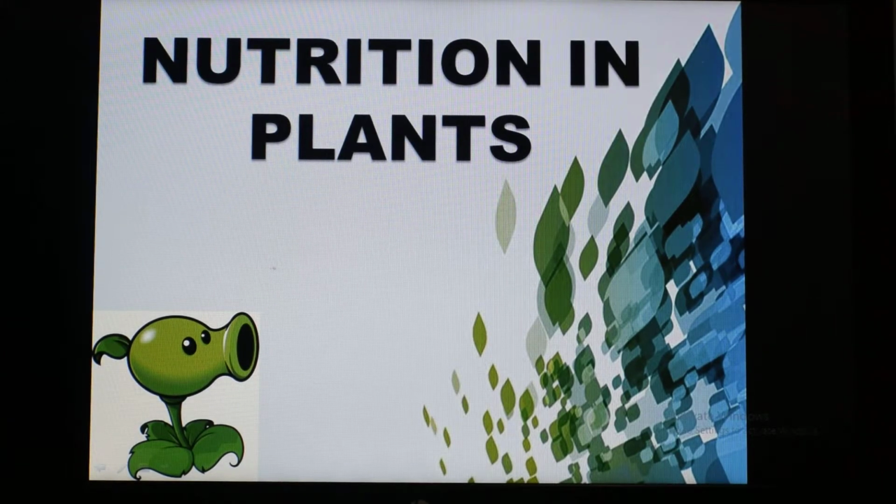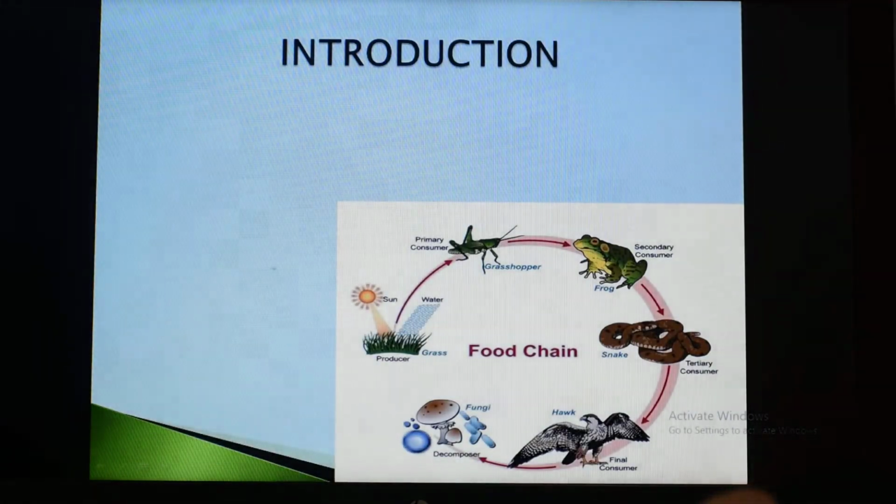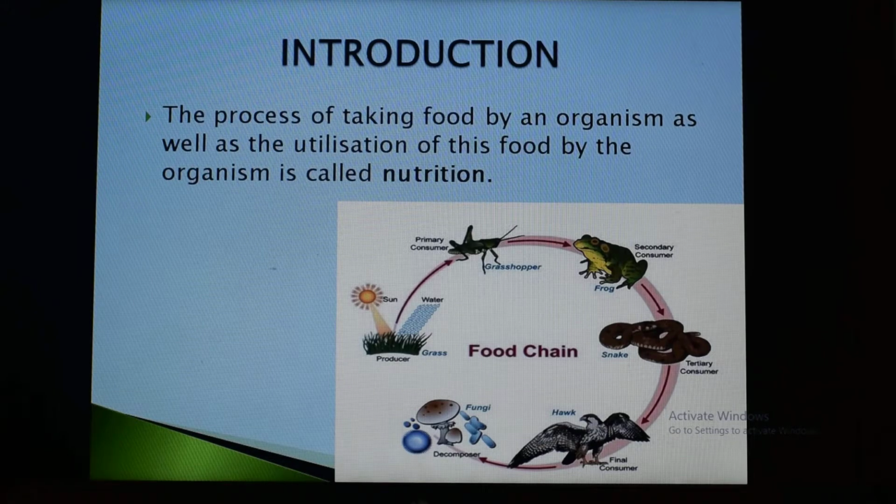Hello students, today we are going to start with the first chapter of our science books, that is Nutrition in Plants. Before we study a chapter, we must understand the name of the chapter. Nutrition in Plants. What does the term nutrition mean? The process of taking food by an organism as well as utilizing this food by the organism is called nutrition.